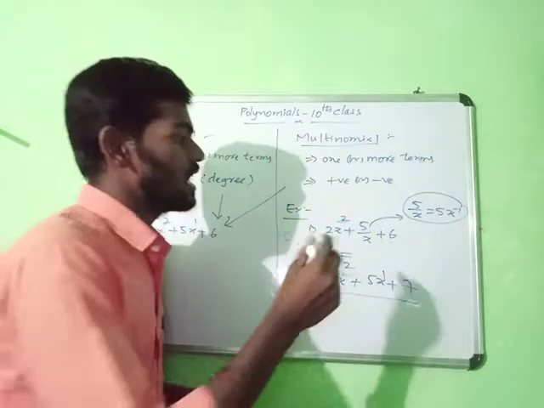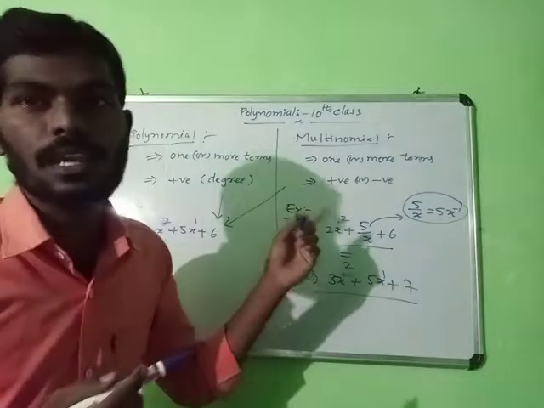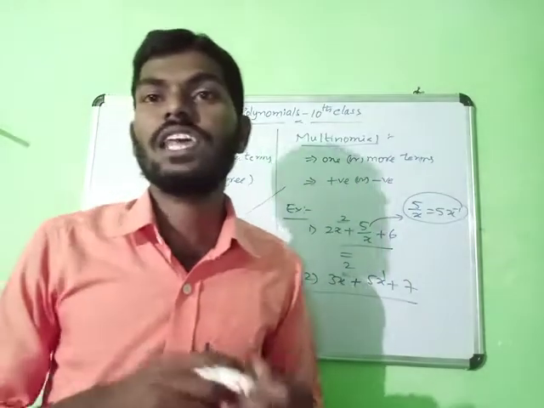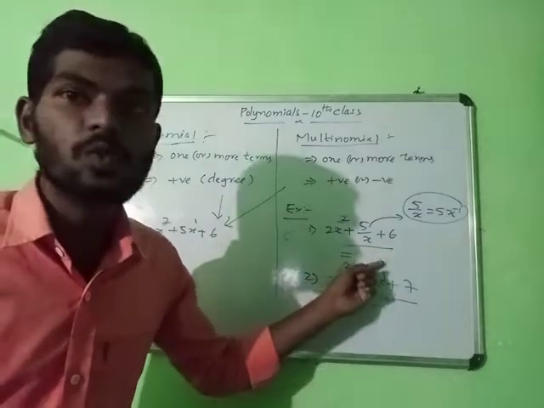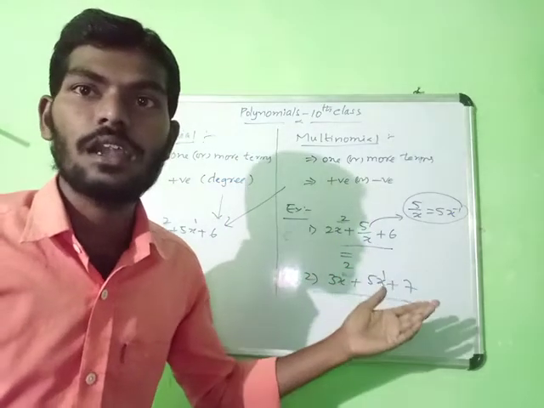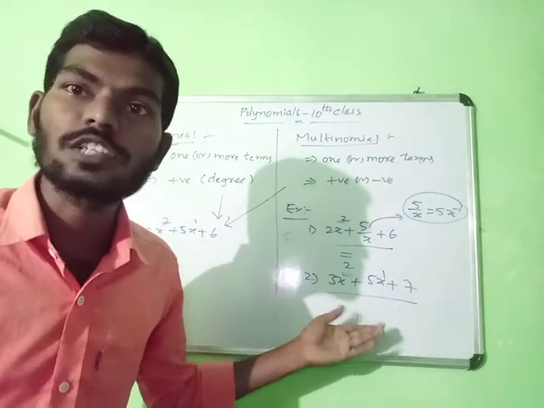Example 3 here. Now, every multinomial need not be a polynomial. For example, take this one: this is only a multinomial but not a polynomial. Take this one: this is a multinomial and also a polynomial.